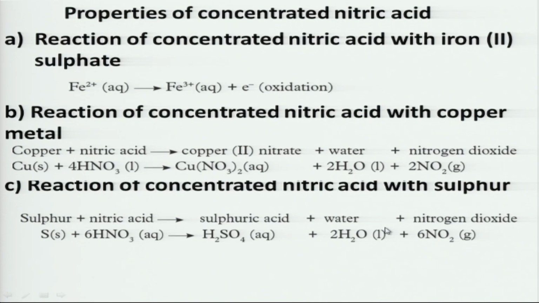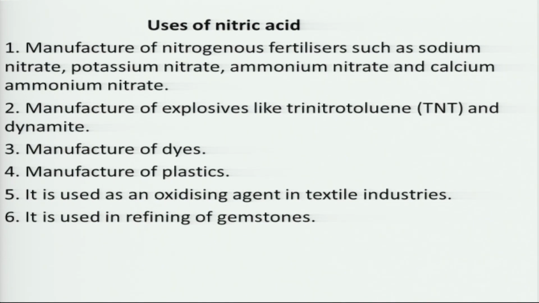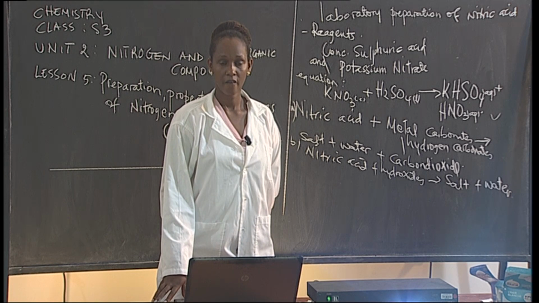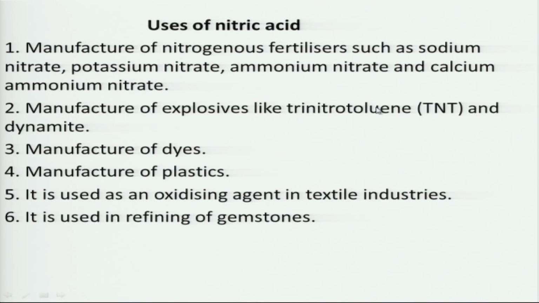Right? Good. So what are the uses of nitric acid? The last thing we have to look at is the uses of nitric acid. One, nitric acid is used in nitrogenous fertilizers such as sodium nitrate, potassium nitrate, ammonium nitrate, and calcium ammonium nitrate. It is used in explosives like trinitrotoluene, TNT, and dynamite.